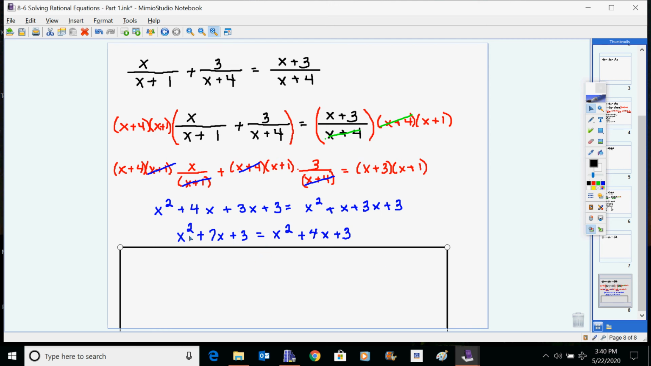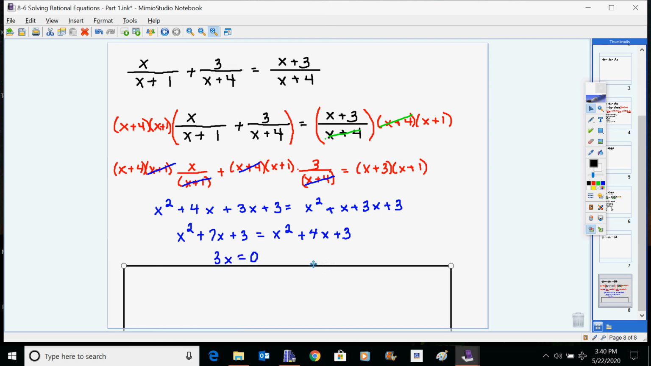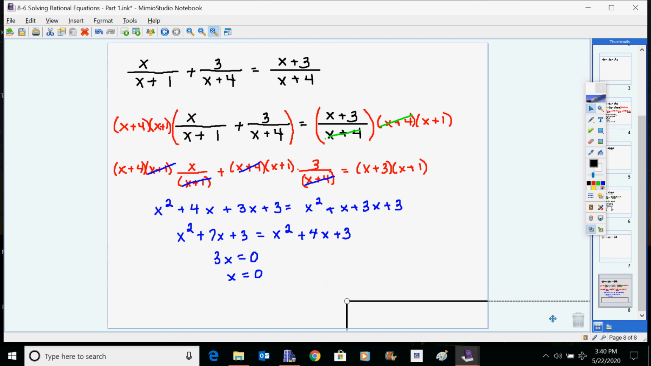Now, if we subtract x squared from both sides, it's gone. Okay? And you subtract 4x from both sides, you get 3x. And you subtract 3 from both sides, you get 0. So this all boils down to 3x equals 0. And when you divide by 3, we get x equals 0, and there's your solution. Okay? Not all of these problems that look really difficult have to be really difficult to solve.